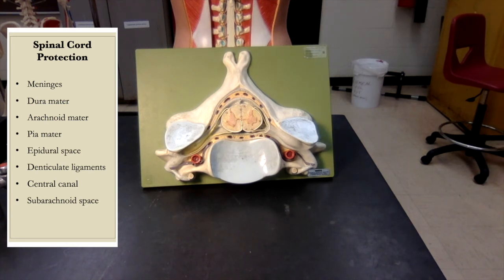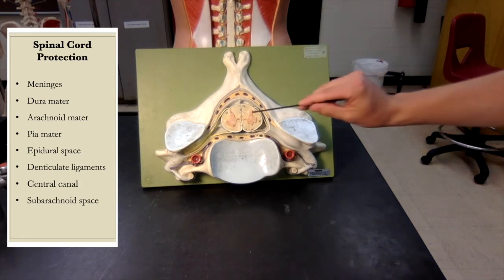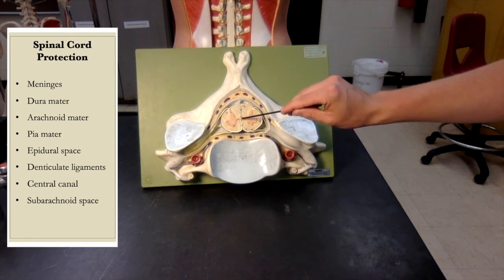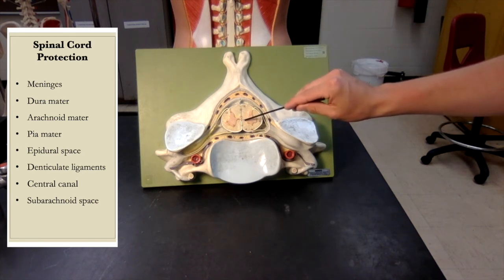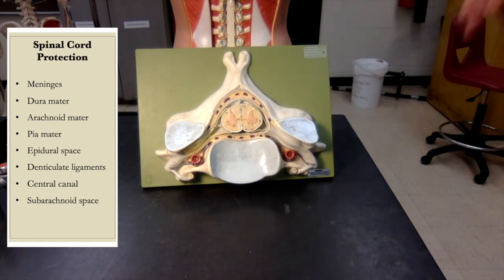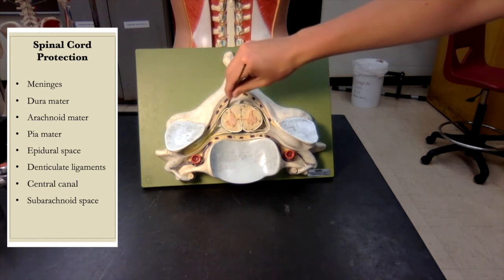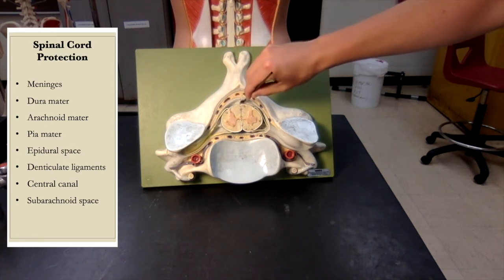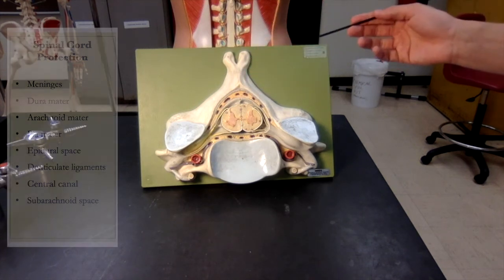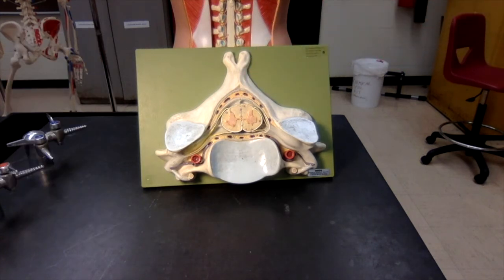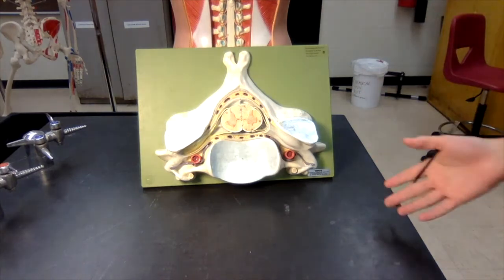Then finally, we have regions for cerebrospinal fluid. First we have the central canal. The central canal will be full of cerebrospinal fluid. And then I also have a structure that I didn't mention in the PowerPoint recording. This is the subarachnoid space. The subarachnoid space will also be full of cerebrospinal fluid, and that's going to be located in between the pia mater and the arachnoid mater.